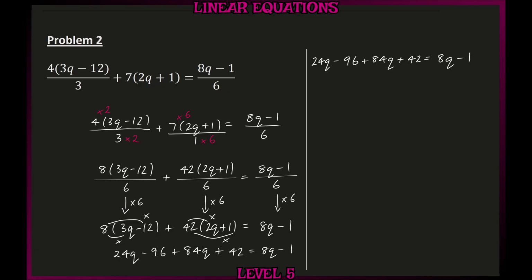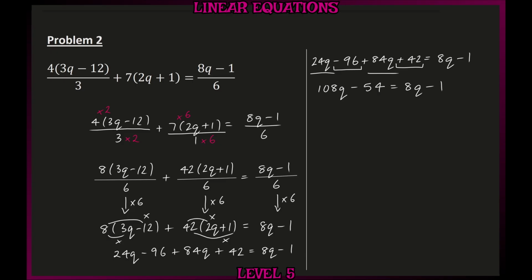Now looking at the left hand side, we can simplify by collecting together the like terms. So we can start by taking 24q and adding on 84q, and this gives us 108q. We then have minus 96 plus 42, which gives us minus 54, and this is equal to 8q minus 1.